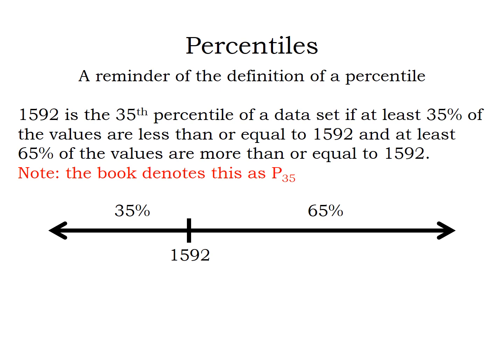1,592. Again, the 35th percentile is just the number separating the bottom 35% from the top 65% of any sample or population. All right, and we're going to use the shorthand P35 to denote the 35th percentile. Okay, now given that, let's take a look at an example.